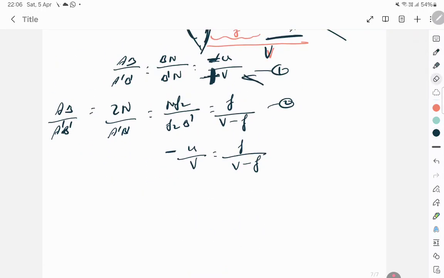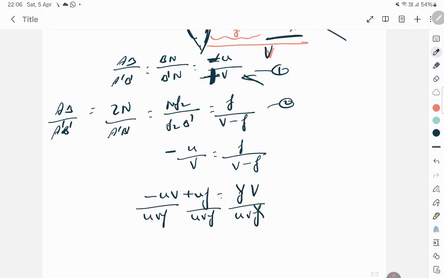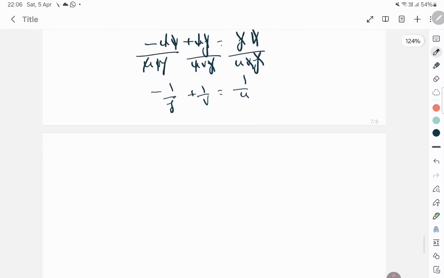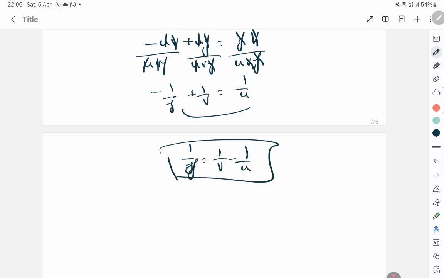So then therefore it will be minus uv plus uf is equal to fv, dividing through by uvf. f and f and v and v get cancelled. u and f and f get cancelled. u and v and v get cancelled. Minus 1 by f plus 1 by v is equal to 1 by u. Therefore, taking this to the other side, 1 by f is equal to 1 by v minus 1 by u. Make sure you're writing the right symbols and you got this answer right.